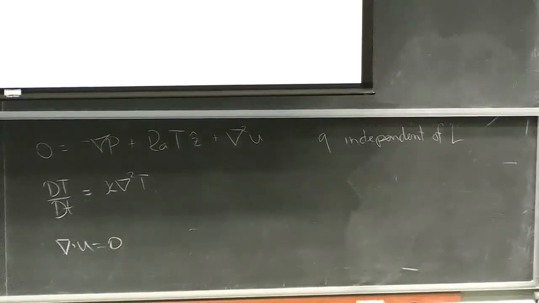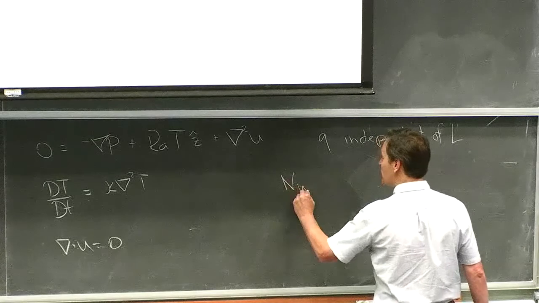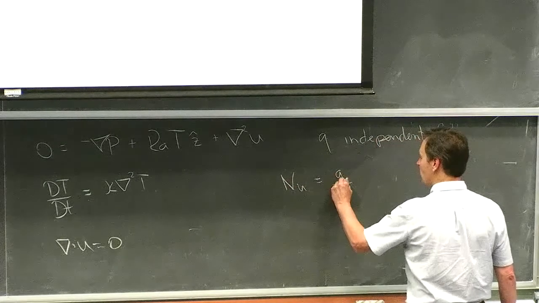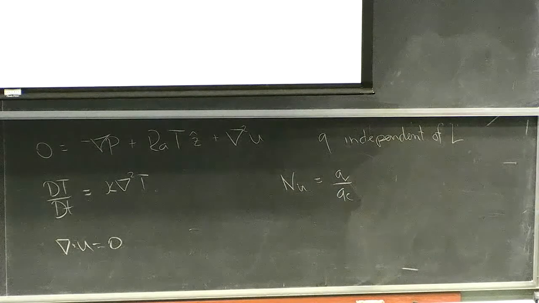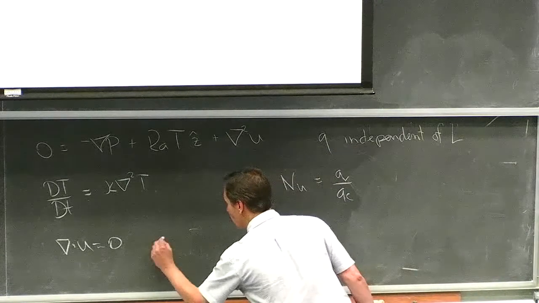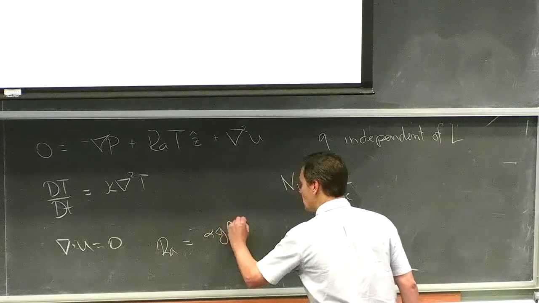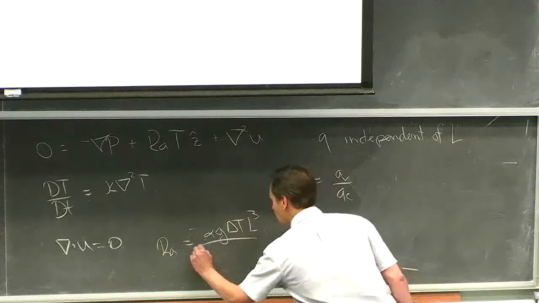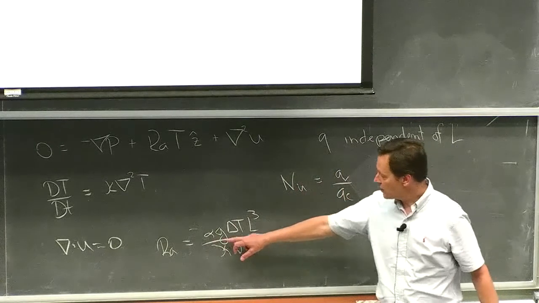And so I can now start to think about things that I might be interested in, like the Nusselt number, which was the ratio of the heat flux divided by this conductive heat flux, the hypothetical heat flux that we would have gotten if there was no convection. And let me just remind you what the Rayleigh number was again. It was alpha g delta T L cubed divided by the thermal diffusivity and viscosity. So I'm using kinematic viscosity, so there's no density there.